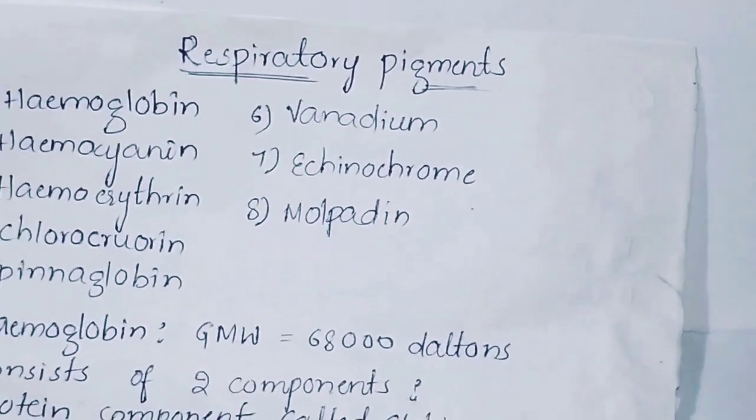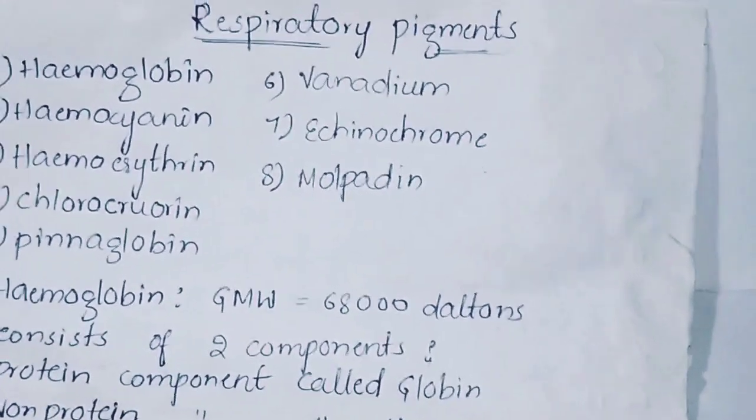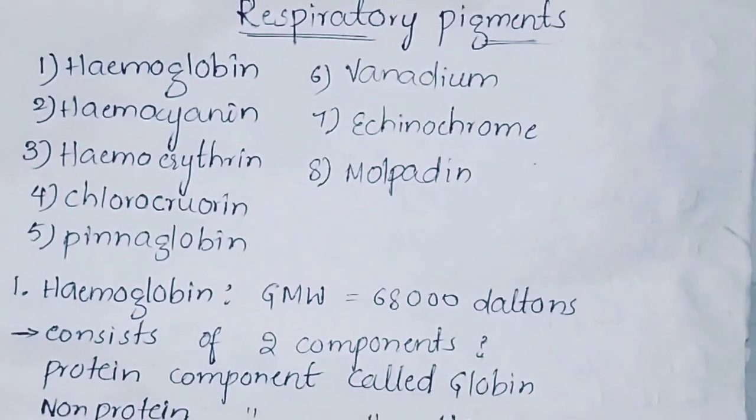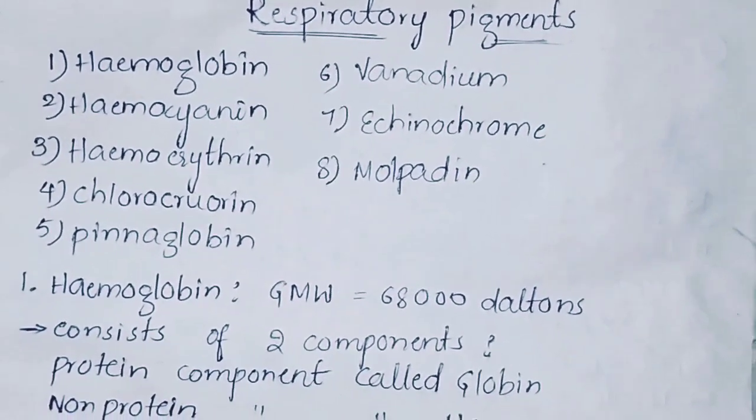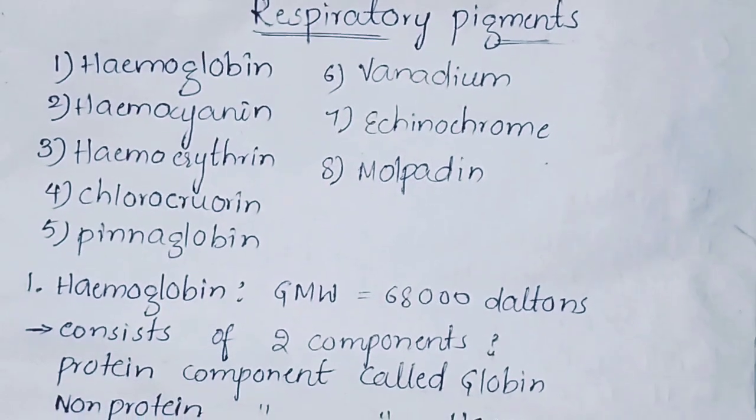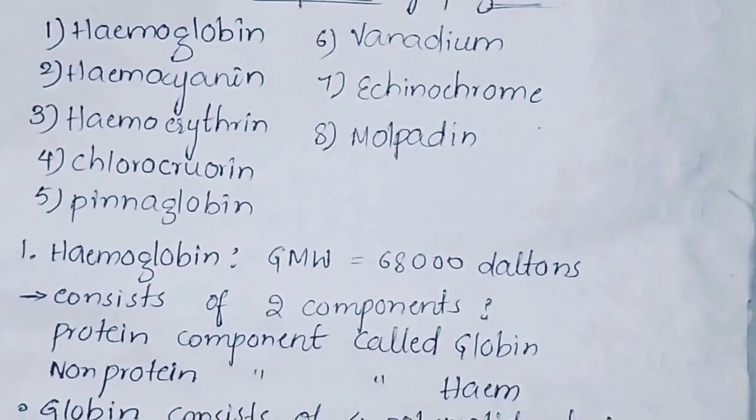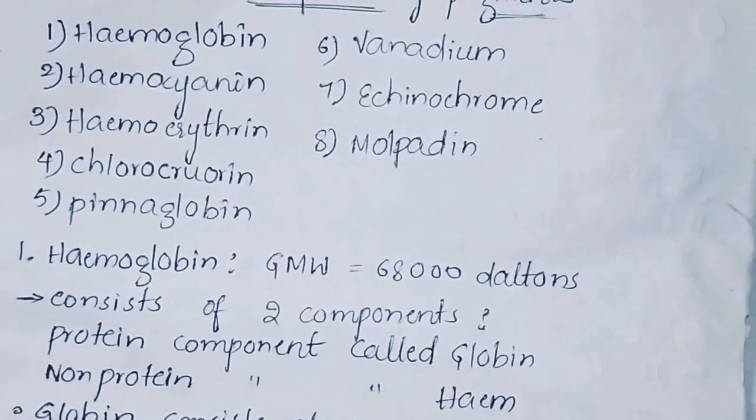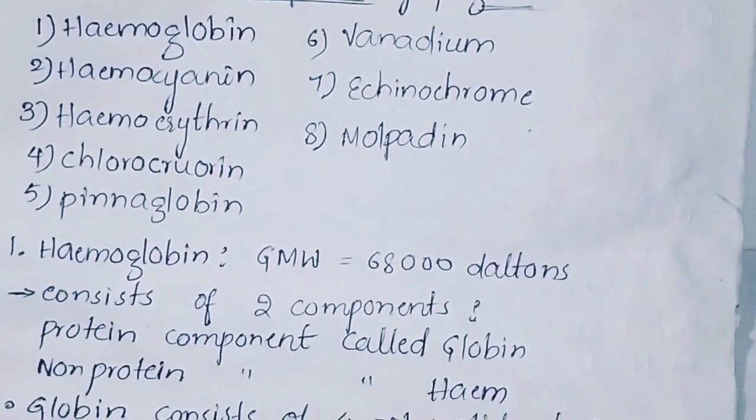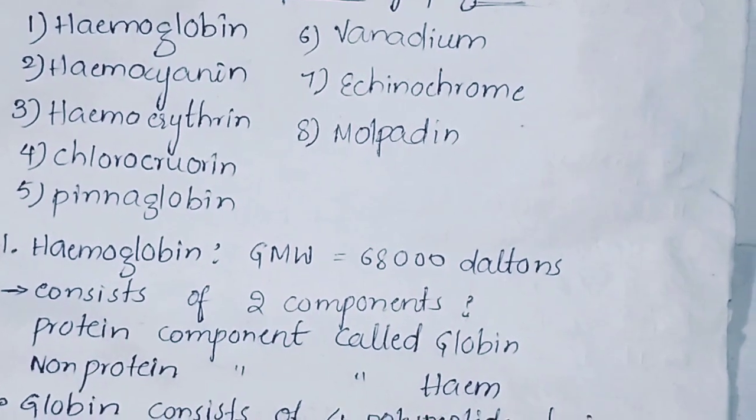If we see the respiratory pigments, there are about 8 respiratory pigments, as you can see here. The first one is hemoglobin, the second one is hemocyanin, the third one is hemoerythrin, the fourth one is chlorocruorin, the fifth one is pinnaglobin, the sixth one is vanadium, the seventh one is echinochrome, and the eighth one is molybdenum.